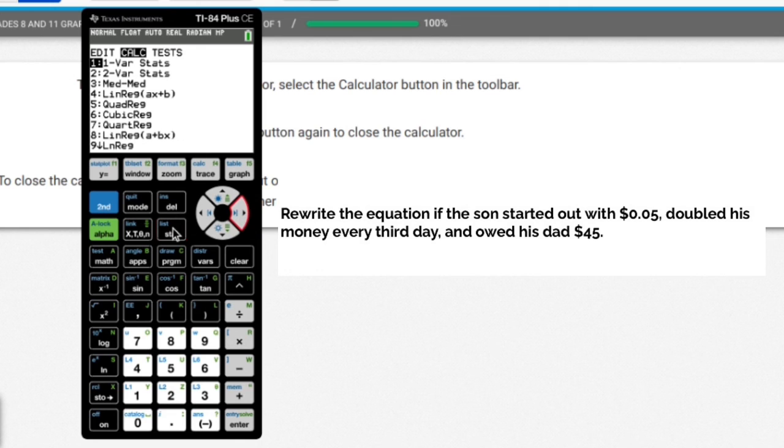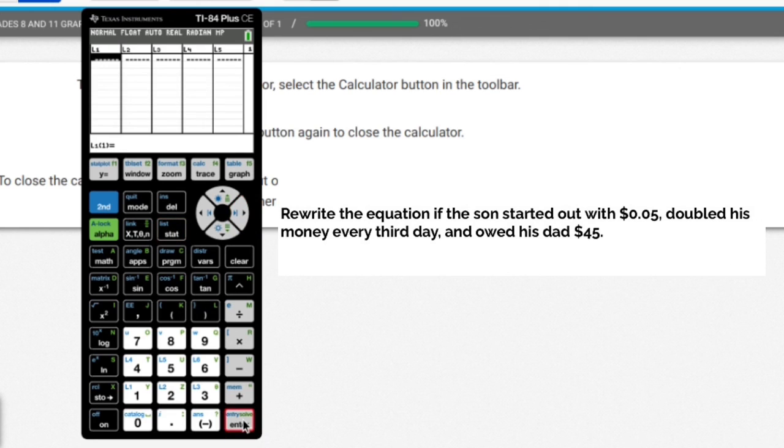Okay, so let's go to stat, edit. Don't know why I went over to calc there. And let's type our values in. We have day 1, and then 3 days after that, and then 3 days after that, and then 3 days after that. Every 3 days, stuff happens. Okay, we start out with 5 cents, so that's 0.05. Enter. And that's 0.1. Enter. That's 0.2. Enter. And that's 0.4. Enter.